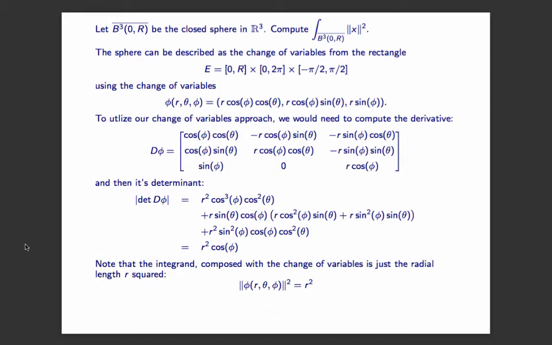Now note that the integrand, right, composed with the change of variables is just the radial length r squared, right? Because the integrand is the norm of x squared, and the norm of x is, well, just the distance from 0, right? We're using the 2 norm here. So the norm of x in spherical change of variables is just r, and the norm of x squared is r squared.